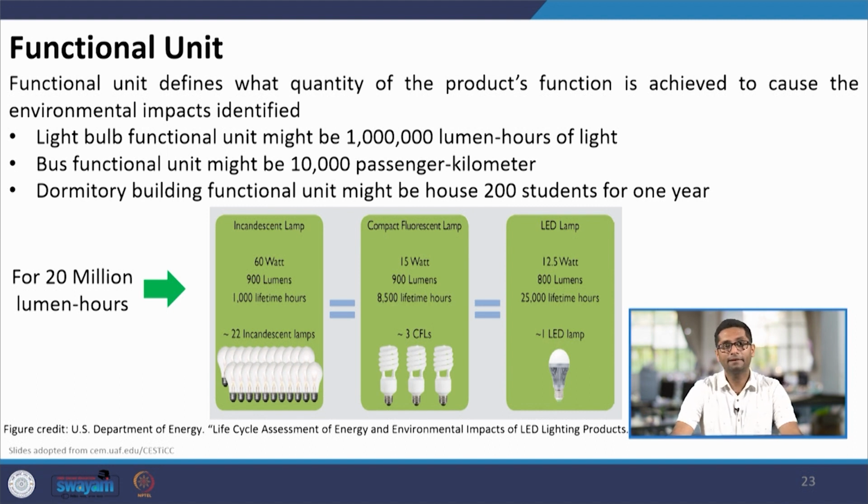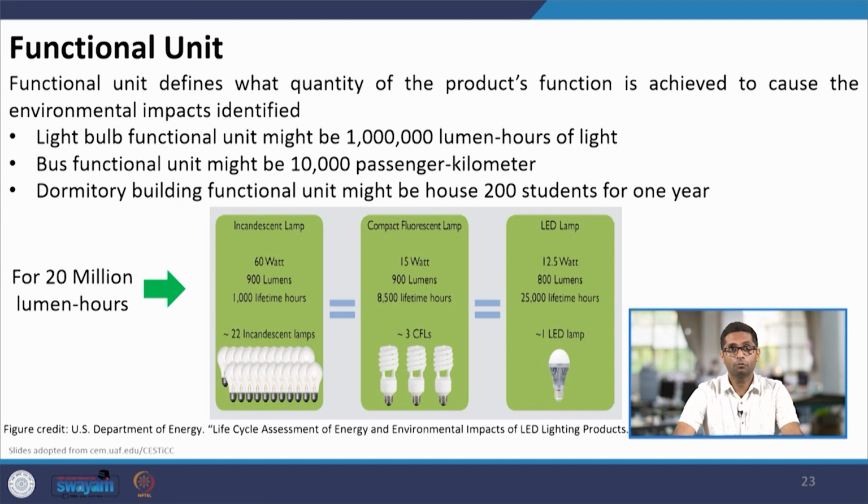Further, the light that they emit could be very different. It could be 900 lumens for CFLs and incandescent bulbs, but could be slightly lesser for an LED bulb. Again, there could be a wide disparity amongst the lifespan of these bulbs, whereas an incandescent bulb could last maybe 1,000 hours, it could be as high as 25,000 hours for an LED bulb.